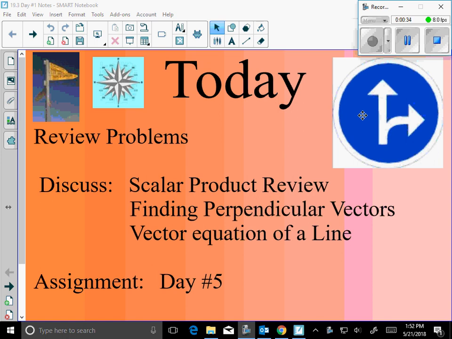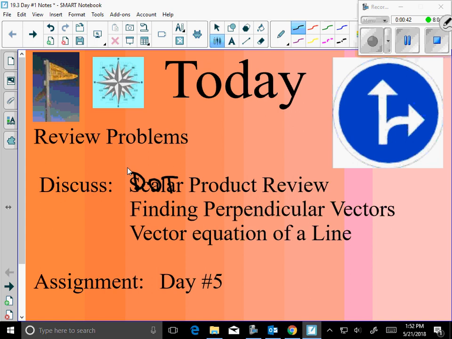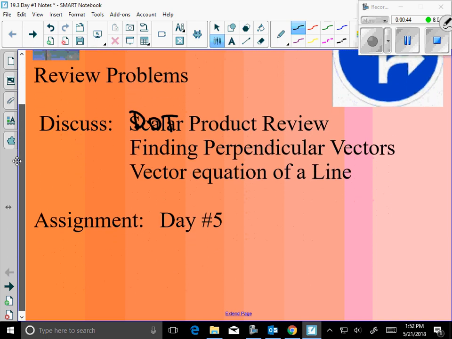Okay, we're going to review. I called this the dot product. It's also called the scalar product. We're going to find some perpendicular vectors, and then, you know what? Aren't vectors just lines? I'm going to show you how to write vectors from vector form into equation of a line form. That's all it is. Cool. Okay, and then your assignment will be day 5.